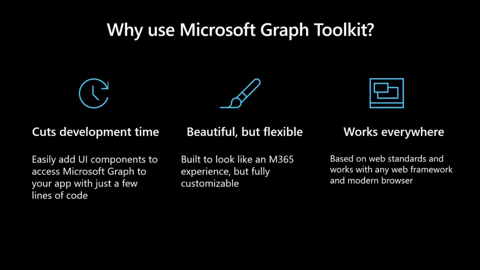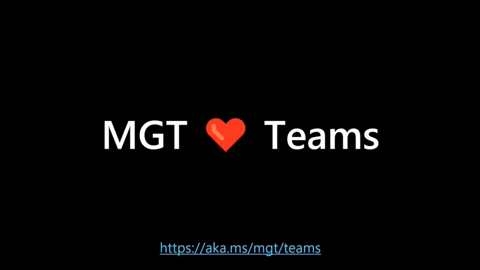Why would you care about a toolkit? First, it cuts on dev time, so you get to your business goals way faster. It is beautiful, but it's flexible. So if you love how Microsoft 365 looks and you want to get some of that in your app, you're good to go. We already have that. But if you want to customize it, you can also do it on your own terms. And it works everywhere, either on the web, in Electron, in a Teams app, in a SharePoint Framework page, anywhere. It just works.